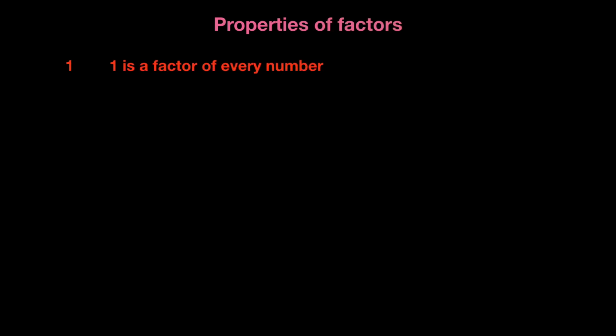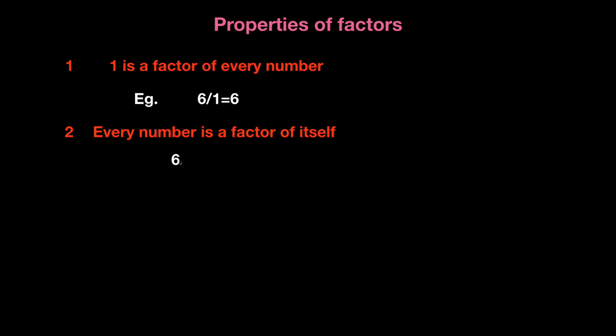Let's see properties of factors. First one is 1 is a factor of every number. Why? 1 divides every number completely. For example, 6 divided by 1 is equal to 6. Next property is every number is a factor of itself. For example, 6 is a factor of itself. 6 divided by 6 is equal to 1.